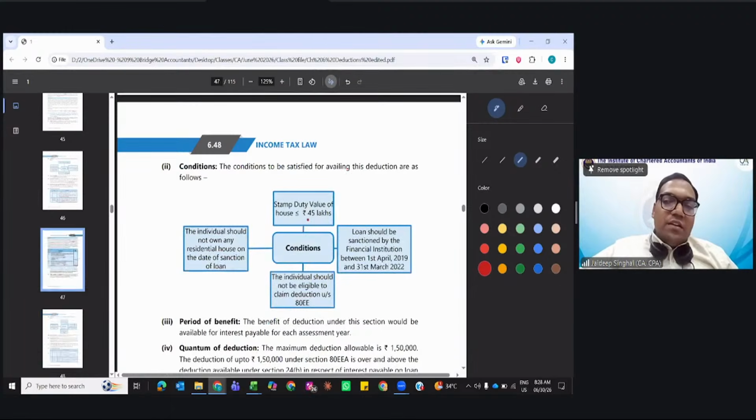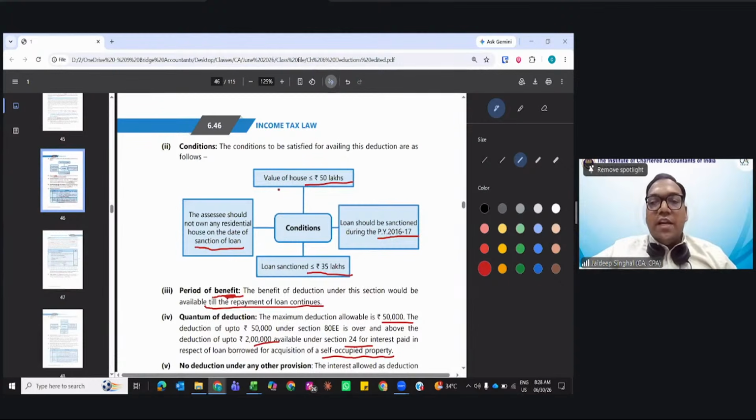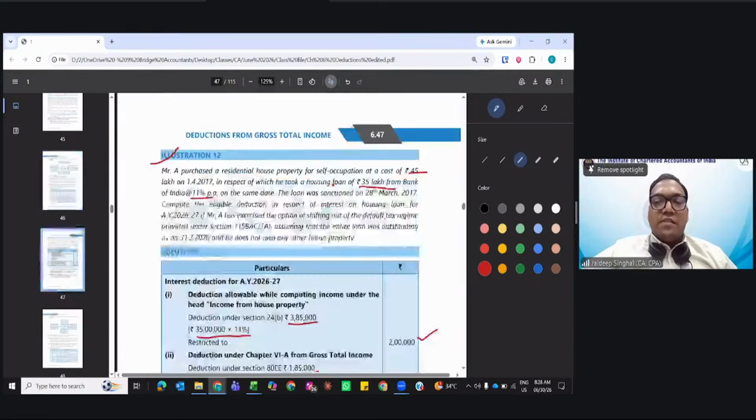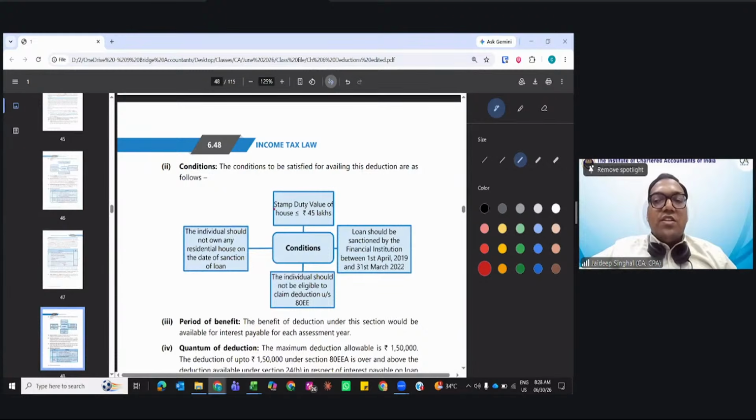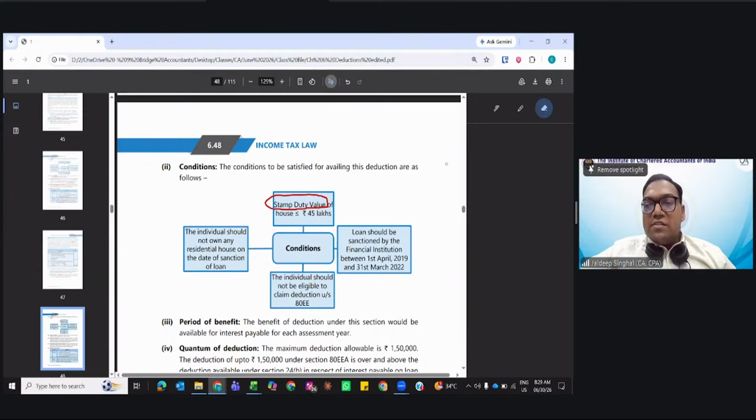Now, above, the condition was the value of the house less than or equal to 50 lakhs. Here the condition is on the stamp duty value, not the actual purchase price. The stamp duty value should be less than or equal to 45 lakhs. It is not the actual purchase price. It is the stamp duty value. Please make a note of it.